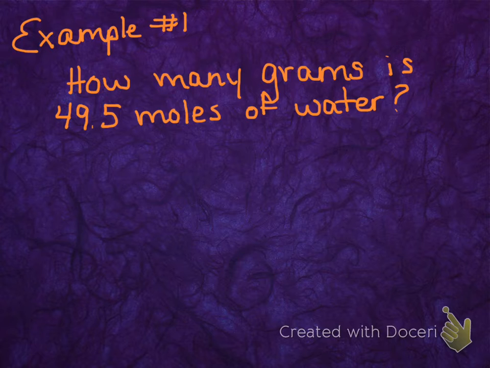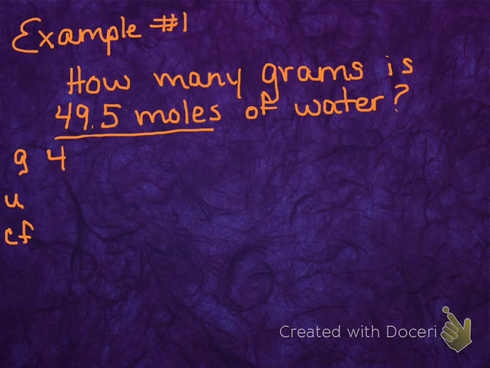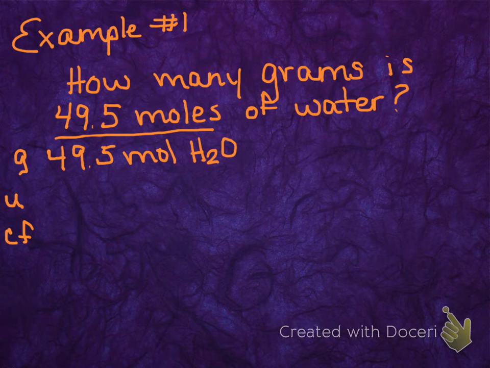Example number 1. How many grams is 49.5 moles of water? So we're going to set this up like we have all of our problems with truth tables. We're going to have our given, our unknown, and our conversion factor. Our given in this problem is 49.5 moles of water, which we know water is H2O. Our unknown is going to be grams of water.